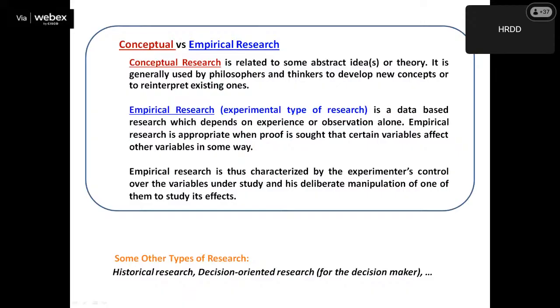With the help of direct observation or experience or data collection, all of this I have done. So this is empirical research and conceptual research. Other types of research are also there. Historical research, which we have not mentioned, somebody who is doing research in history. So that is one type of research, and decision-oriented research for a decision maker, and so on. So this is all about today's class.